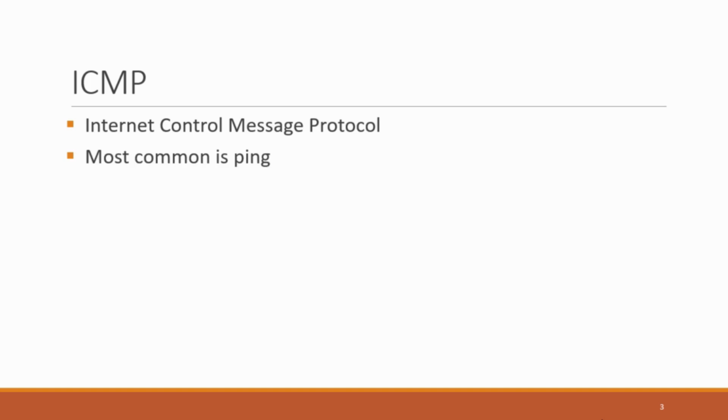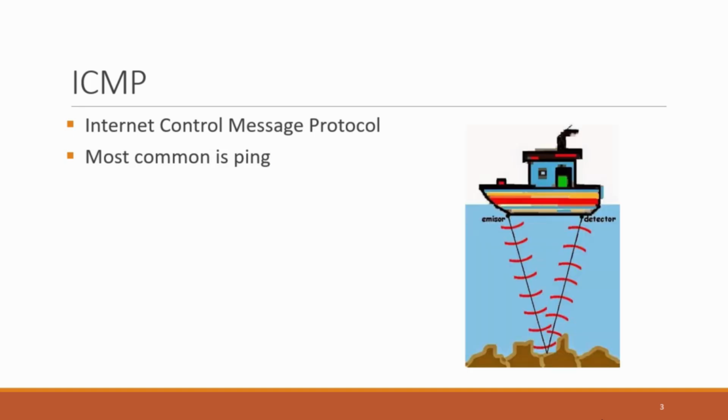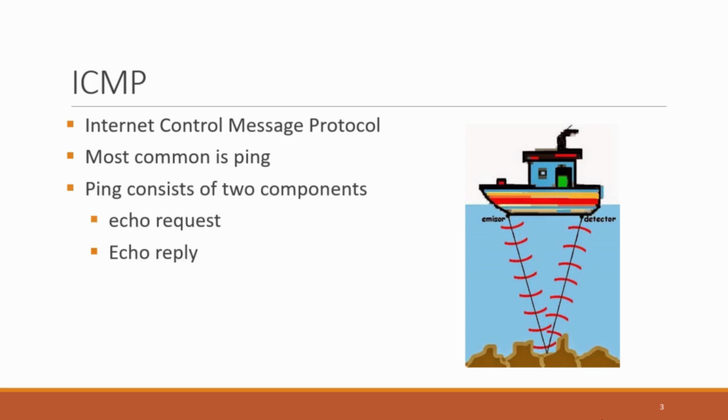The most common form of ICMP is probably ping. This is the same ping that's used in sonar, and that is sending out a transmit request and waiting for a return from a receiving target. Within our networks, we use two components. That is an echo request and an echo reply. This achieves the successful ping. So just like sonar, we send out into our network a transmission and we look for a return. If we get the return, our network is reachable.